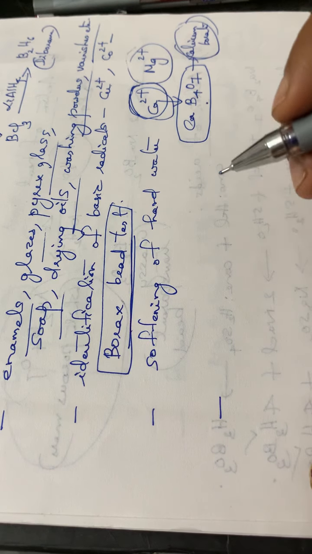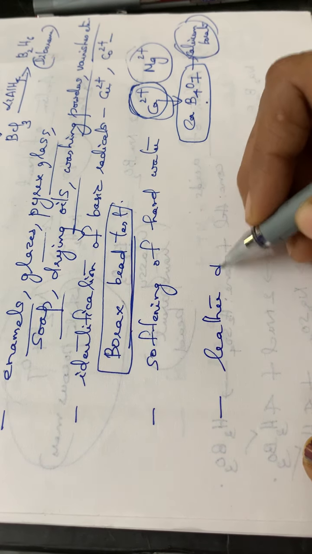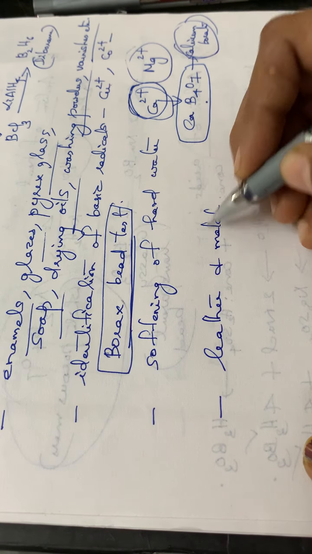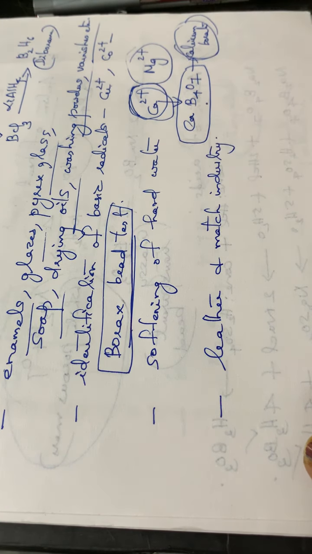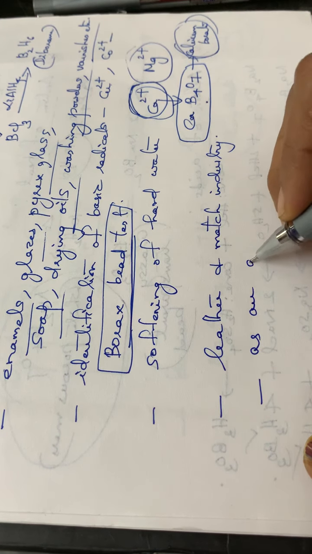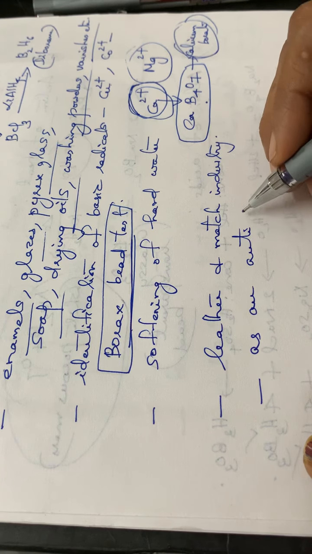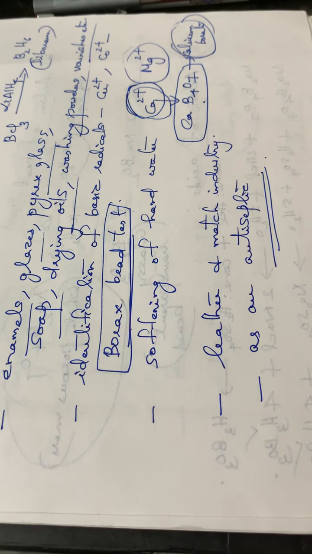Then the next one, it is used in leather and match industry. Then next one, used as an antiseptic. Sometimes you have seen boron containing compounds as antiseptic. Okay, so these are some of the important uses of borax.